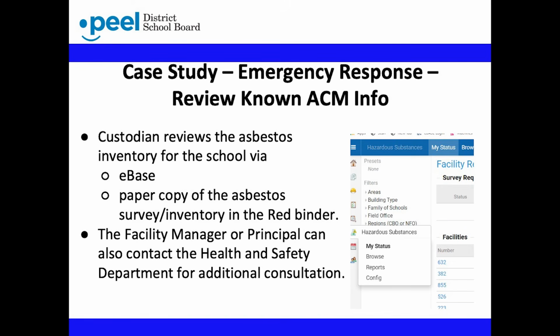The custodian, in collaboration with their facility manager, then reviews the asbestos inventory for the school. This can be done either electronically via eBase or by reviewing the paper copy of the asbestos inventory in the red binder. The facility manager or principal can also call the Health and Safety Department for additional consultation. To review the asbestos inventory in eBase, follow the slides on the Hazardous Substances module shown in Chapter 6.